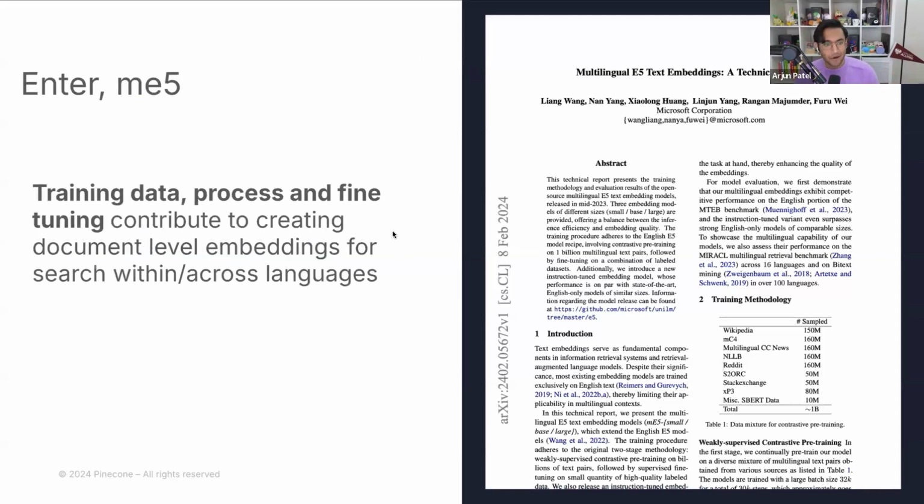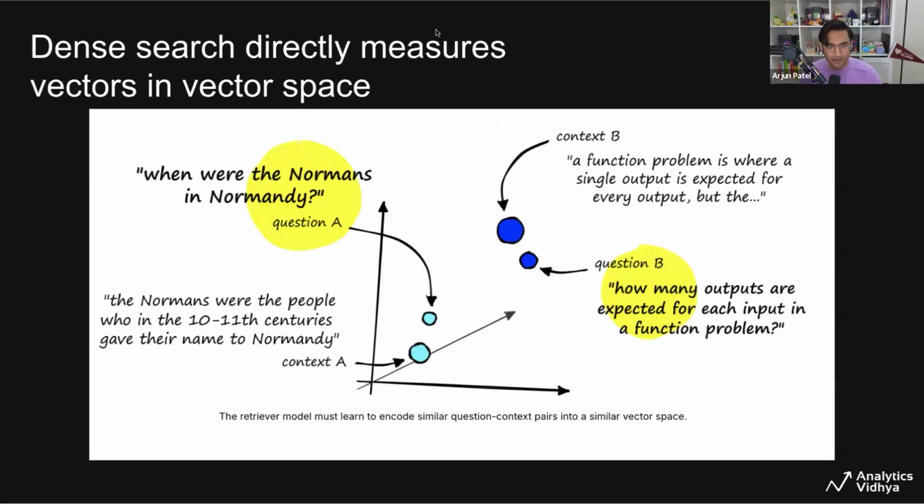That's when we start looking at models like multilingual E5 large. This was a model that used training data, process, and fine-tuning to create document level embeddings optimized specifically for search across languages. We're going to see some patterns in how multilingual E5 works that remind us of these ideas that I've presented earlier.